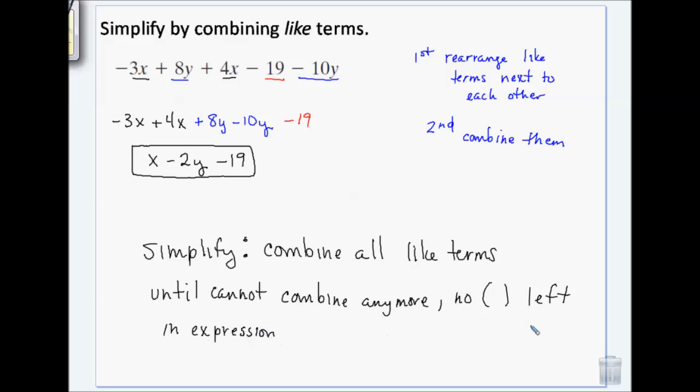There shouldn't be any parentheses left in the expression when it's completely simplified. No parentheses should be left. And you combine all your like terms until you can't combine anymore. I'll just throw it in here. It's not for right now, but fractions are reduced. If there are any fractions in there, they would be reduced to be completely simplified.